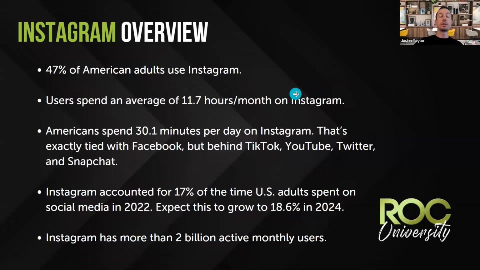47% of American adults use Instagram. Users spend an average of 11.7 hours a month on the app. 11.7 hours a month. Do we all get notifications? If you have an iPhone, I think it's on Sundays, we get our weekly screen time report. Sometimes you don't even want to know how much time you're actually spending on these apps or your phone. But Americans spend 30.1 minutes per day on Instagram. That's exactly tied with Facebook, but behind TikTok, YouTube, Twitter, and Snapchat.